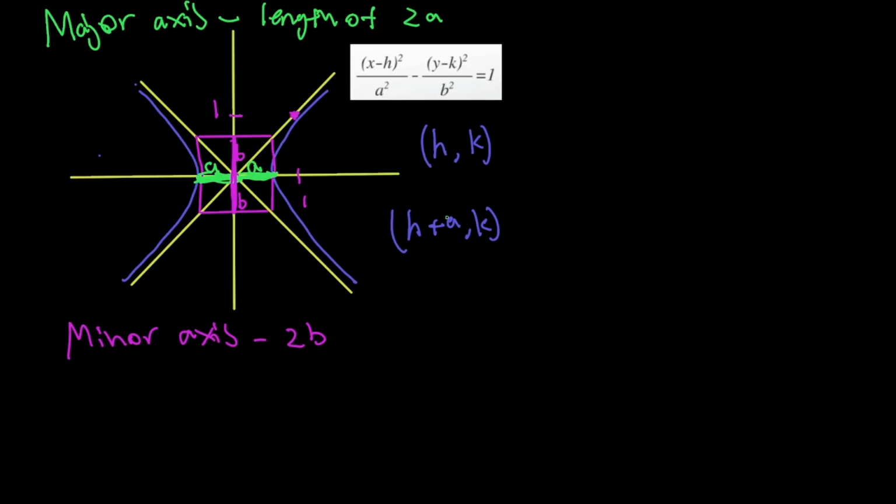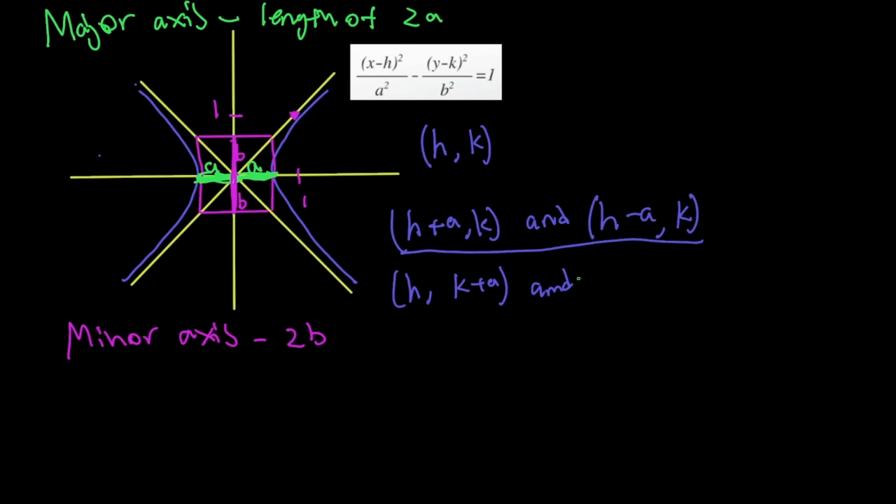And for the second one, it would be (h - a, k). The vertical hyperbola, it's very similar, but you just add the a to the k and subtract the a from the k. So it would be (h, k + a) and (h, k - a).